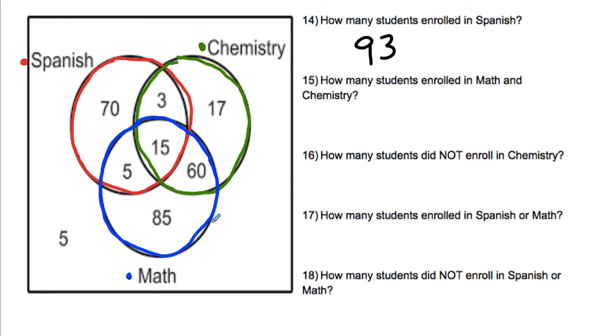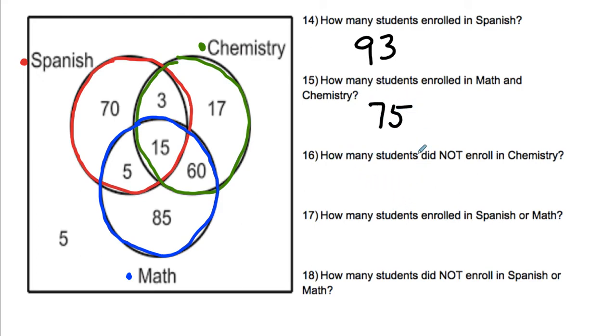Next one, how many students enrolled in math and chemistry? All right, so inside the blue is math. So these 4 groups are math. Chemistry, that's these 4 groups. So if I want math and chemistry, that's just these 2 groups here. These are the only 2 groups of people that enrolled in both math and chemistry. They're in both of those circles. Okay, so I have to total that, and that's 75.